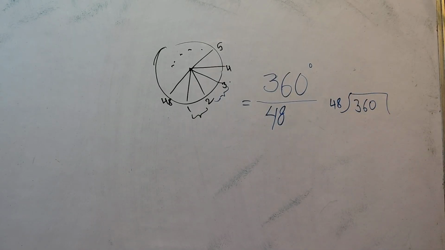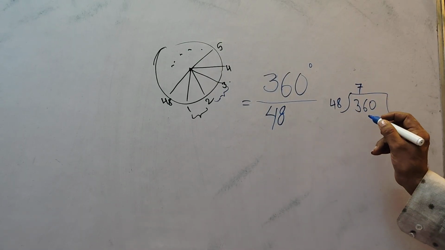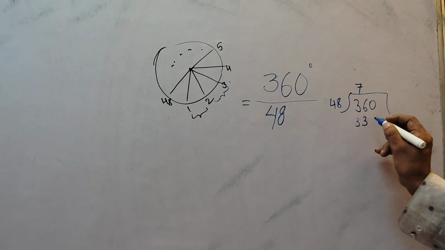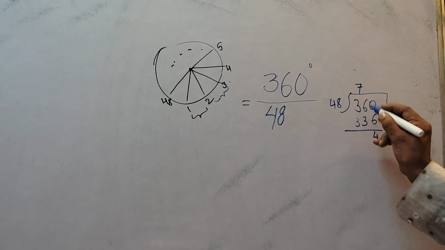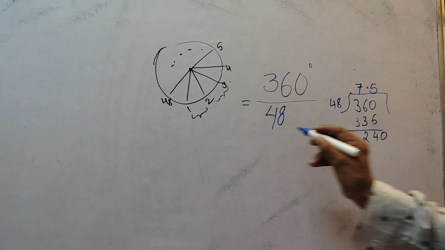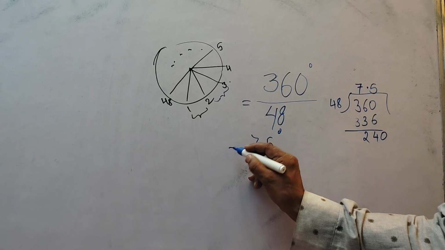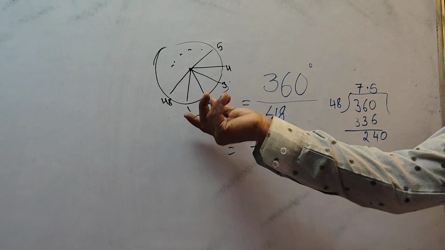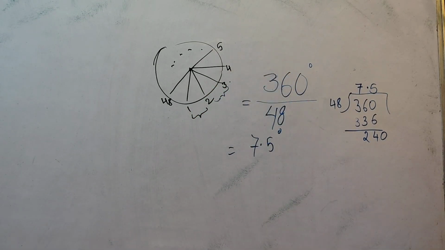How many times will 48 divide? 7 times 48 is 336. We subtract, and next we put a decimal, 0 and 5. Yes, 7.5 is the angle in degrees. So 7.5 degrees is between 1 and 2, or between 2 and 3, or between 3 and 4.